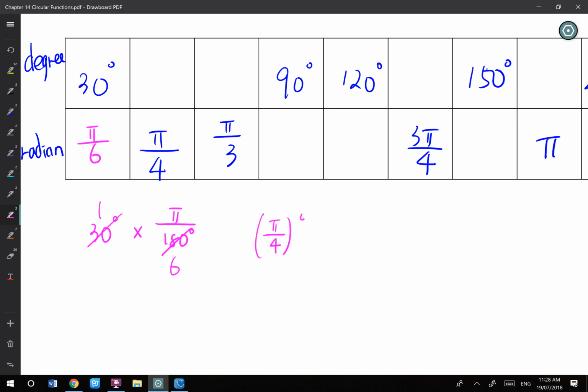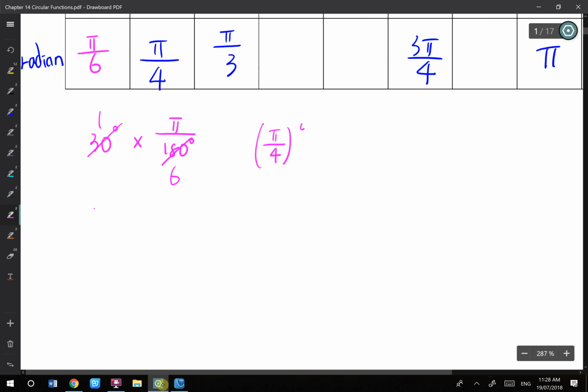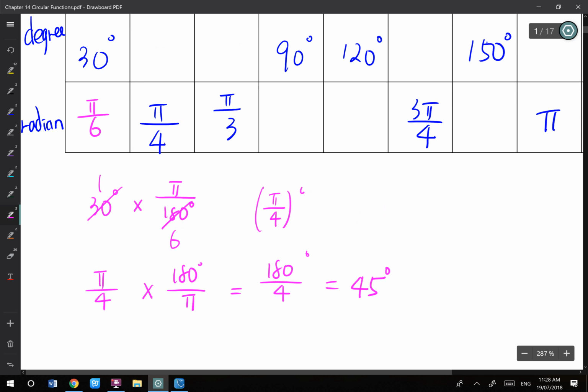Radian converting into degree is easy because what is pi? Pi is equivalent to 180 degrees, right? You can do it in 2 ways. The first way is pi over 4, I will times by 180 over pi. That will convert into degrees. So that's 180 over 4 degrees, and that is 45 degrees. So here is 45 degrees.